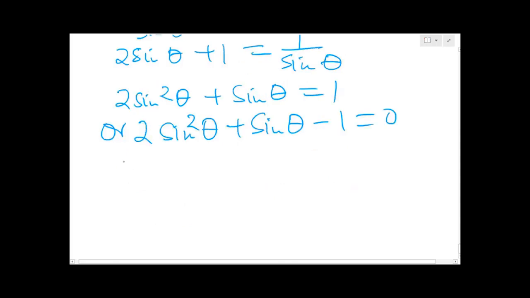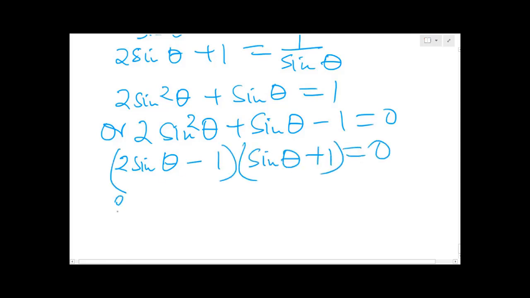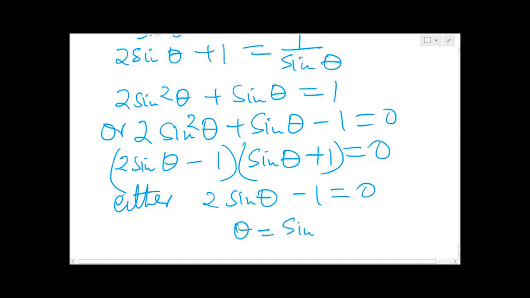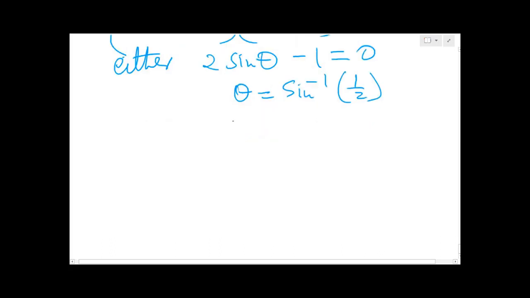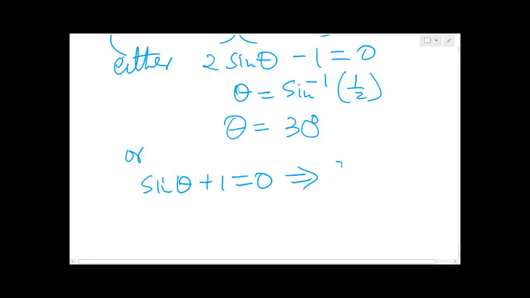On factorization, this becomes 2 sine theta minus 1 into sine theta plus 1 is equal to 0, which we have either 2 sine theta minus 1 is equal to 0, which would imply that theta is equal to sine inverse a half, and therefore theta is equal to 30 degrees. The second option, we have sine of theta plus 1 is equal to 0, which implies that sine of theta is equal to minus 1, which will tell us that our theta is equal to 270 degrees.